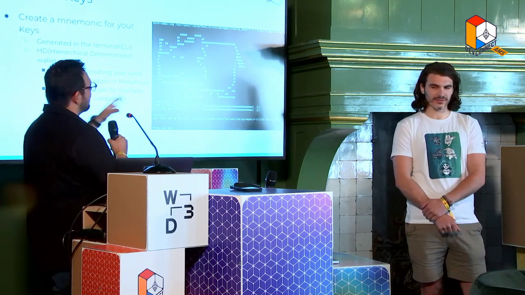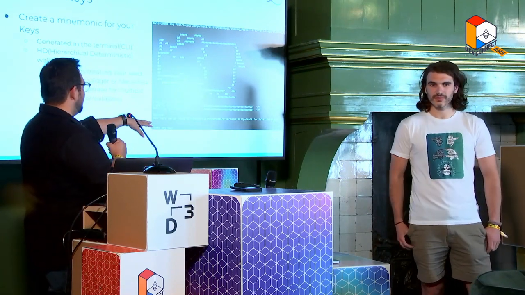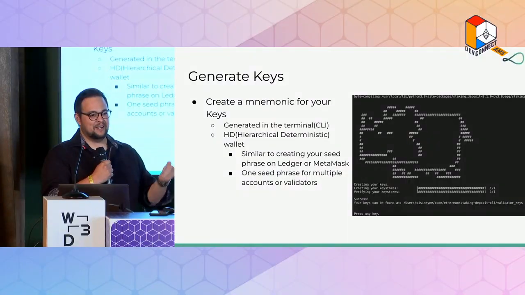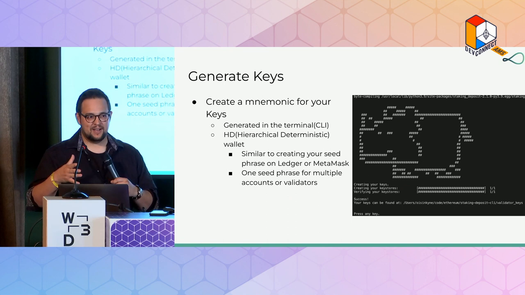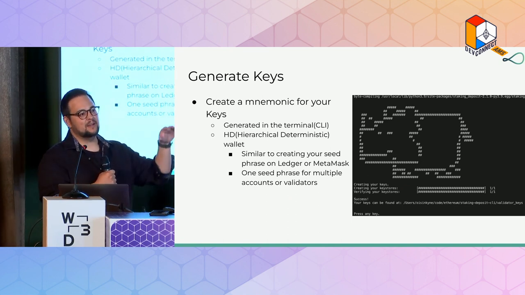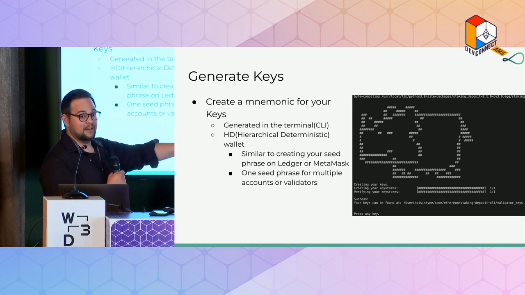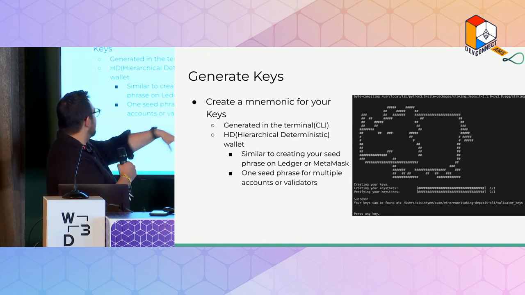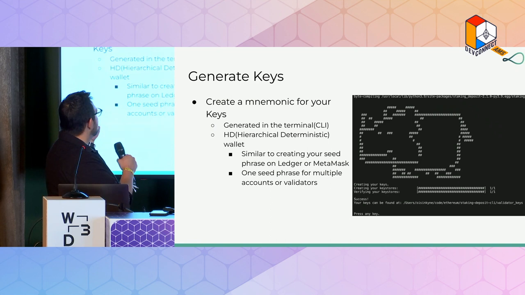The trickiest part about the user flow is that you had to remove the user from the dApp and take them through the terminal to generate their keys. Think about it like generating your seed phrase for MetaMask, where you have a seed phrase that controls a bunch of accounts. In this case, also accounts, but really validators. You generate this. You can see Leslie the Rhino here in the terminal. And this is effectively an HD wallet controlling multiple validators.